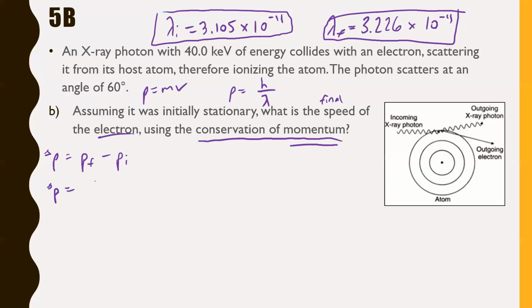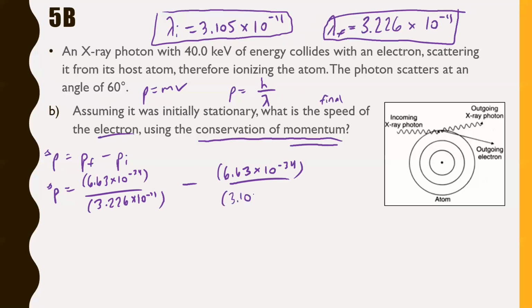So delta p is going to equal the final momentum, h over lambda for the final. H, by the way, I'm going to use the standard 6.63 times 10 to the negative 34, over my final wavelength, which is 3.226 times 10 to the negative 11. Obviously, we didn't want to use the rounded number there because we would be losing a lot of information. Minus the initial momentum, which again is h over lambda, so 6.63 times 10 to the negative 34 over the initial lambda, which is 3.105 times 10 to the negative 11. This gives me a change in momentum of negative 8.009 times 10 to the negative 25.